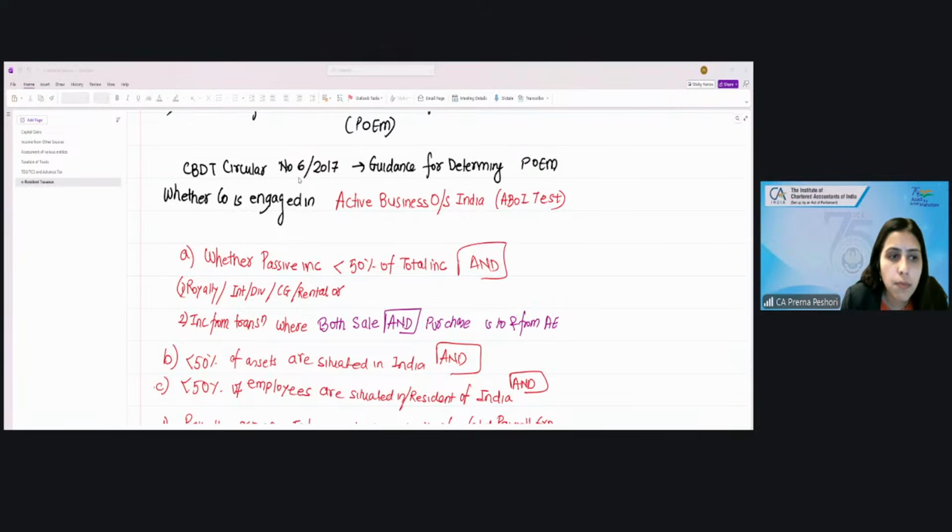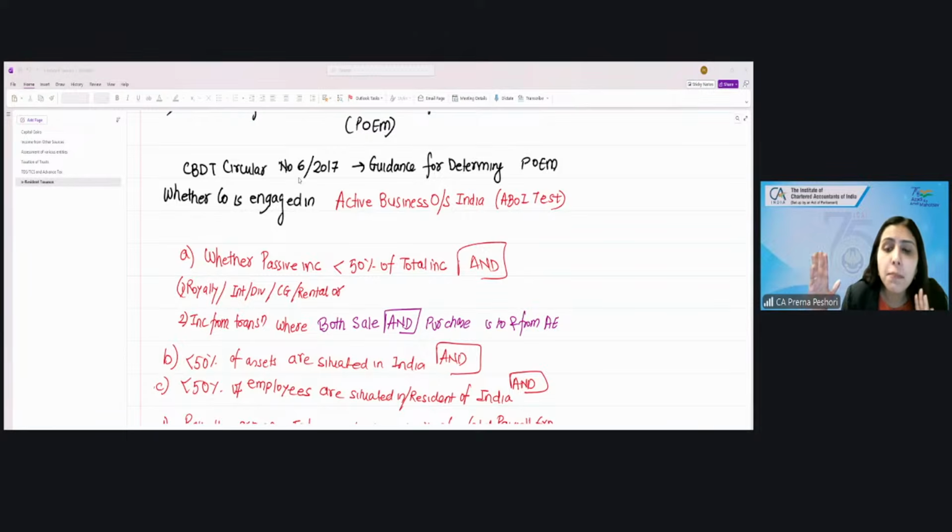What is a passive income? Where both purchase and sale is with associated enterprises. Correct. And income from royalty, dividend, etcetera. Yes. So, passive income will include royalty, dividend, capital gains, interest, rental income.